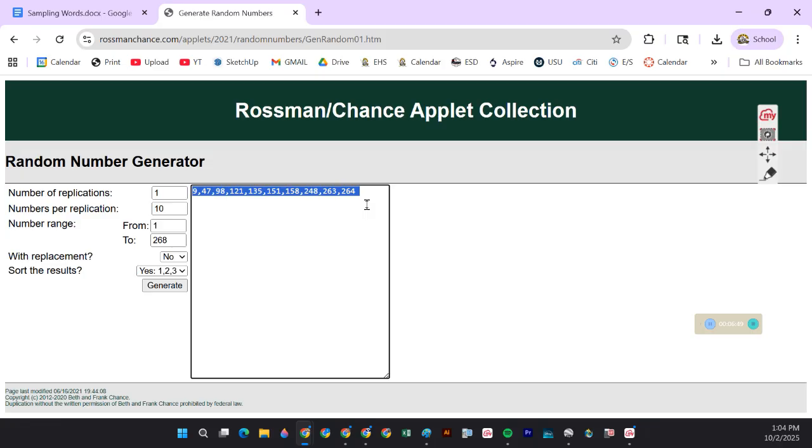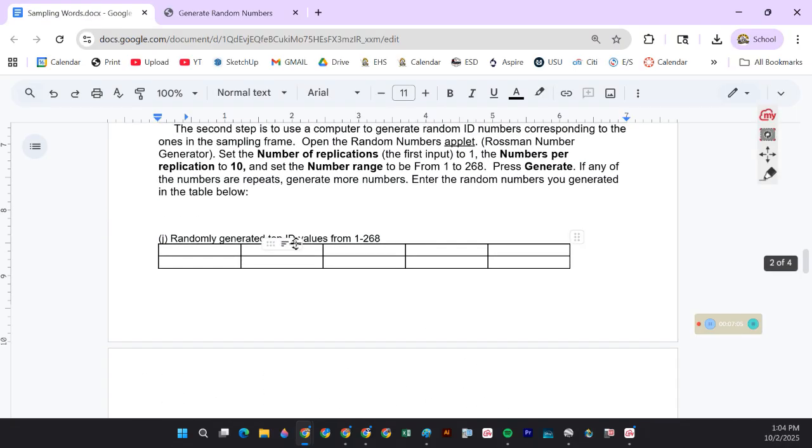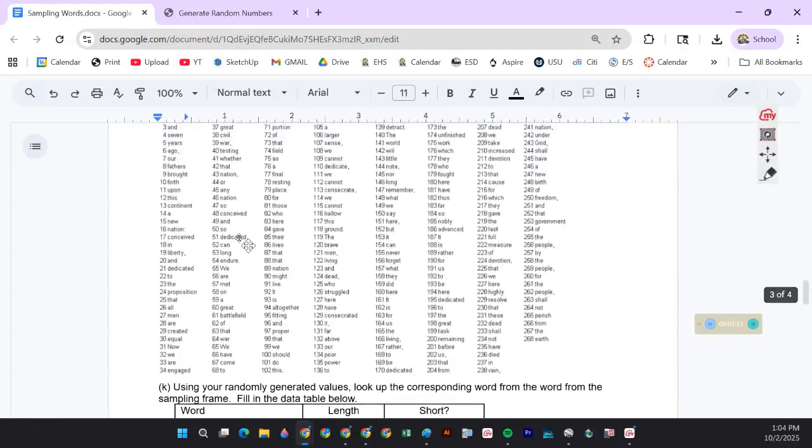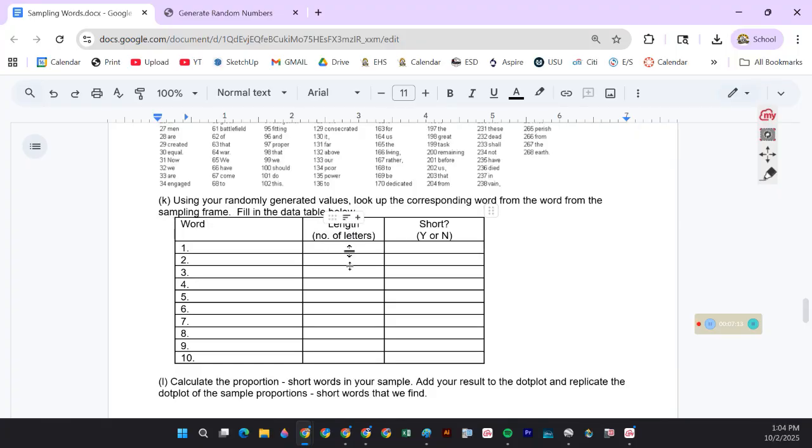And if it's longer than your list, it'll just keep cycling back and starting over. And I don't know what this pseudo random number generator did, but it created that list. If I wanted another list, I could just keep hitting generate. So you're going to do that, and you're going to put down your 10 numbers, and then you're going to look up those 10 numbers and fill out the chart again. How long is it? Is it short, yes or no?